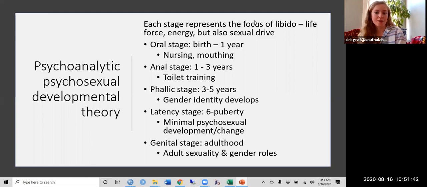And then the last stage that Freud did not believe everyone successfully reached, but that typically developing well-adjusted people reached by adulthood, was the genital stage. So in contrast to the phallic stage, in the genital stage, women were believed to accept that they don't have penises and accept their own genitals. And the genital stage was all about developing adult sexuality and embracing your gender roles and your social roles, so gender and class.